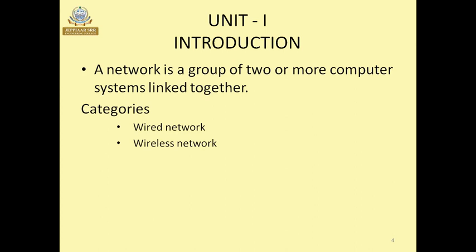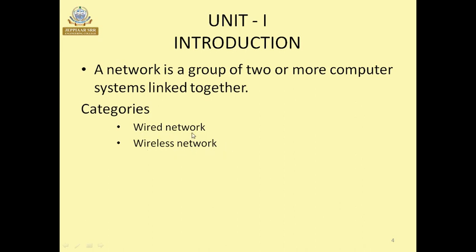Even a mobile that we have is connected to the network, or connected to some other system or some other TVs or some other devices for accessing data. So, a network means a connection of a group of two or more computer systems linked together. It can be a laptop, a desktop, or a device. While linking devices, there are two categories: one is wired network and another one is wireless network.